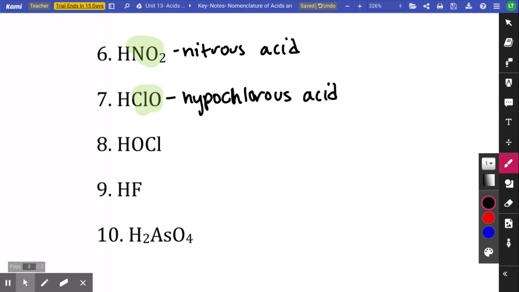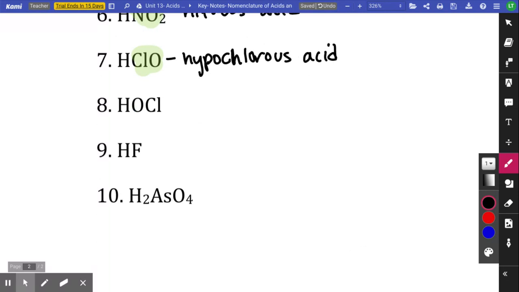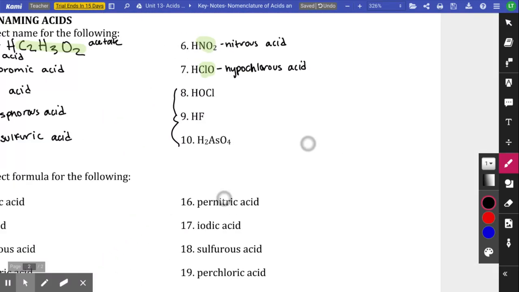So hypochlorous acid. Okay, so I want you guys to try these 3 on your own as practice, and then check back with the key to see the correct answers. Okay?